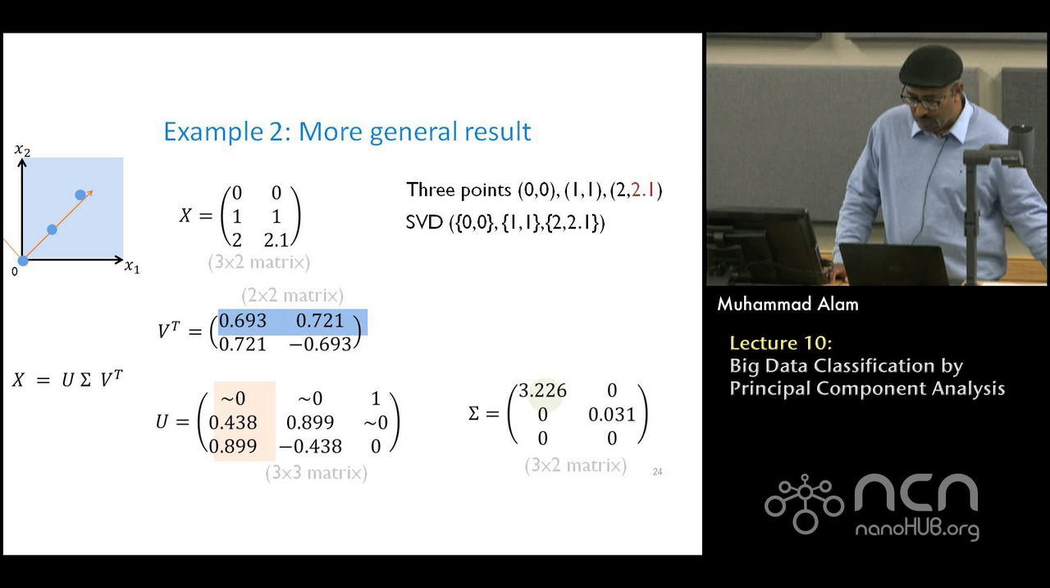Again, you throw it in Wolfram Alpha. It gives you those values, 1, 2, and all these things. You put it in. You get a u, v transpose, and you get sigma. Now look at this. 3.226. By the way, previously it was square root of 10. What is the square root of 10? It will be like 3.4 or something like that. I don't remember anyway. But so this would be a little less.